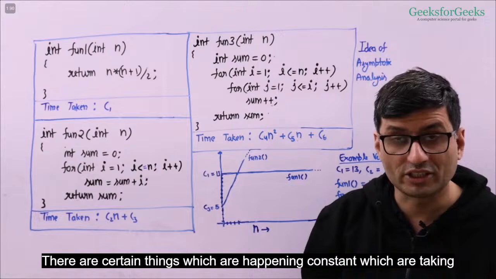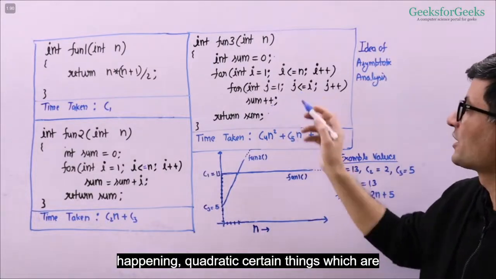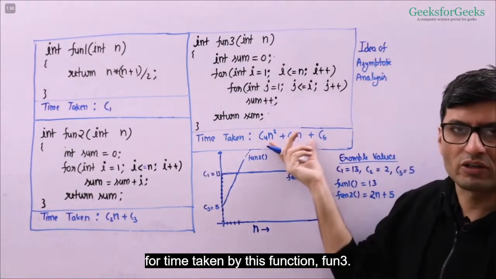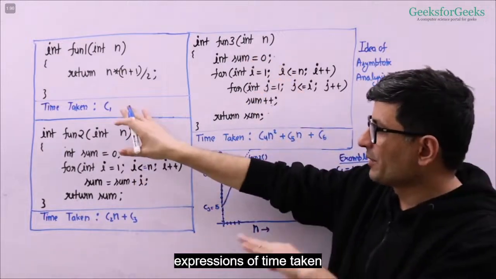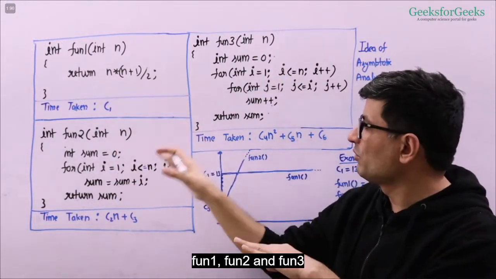There are certain things which are happening constant, which are taking constant time. Certain things which are happening quadratic. Certain things which are happening a linear number of times. So that's the expression for time taken by this function fun3. So we got expressions of time taken for all three functions, fun1, fun2 and fun3.